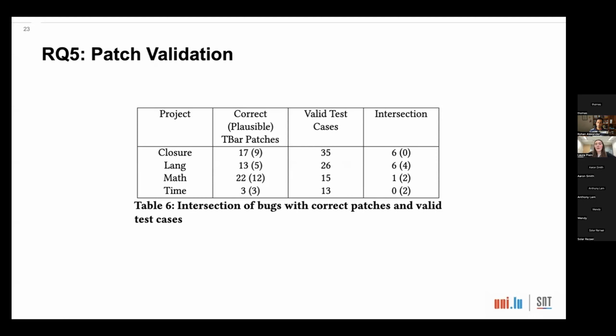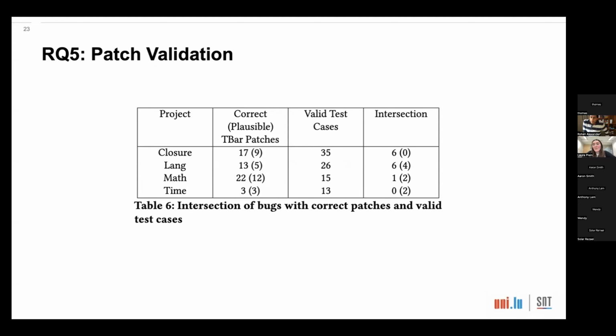Here we were already happy to see that for some of the projects, we were able to actually validate the patches. From this intersection, for the Lang project, we were able to correctly validate 2 correct patches, and we were able to validate 2 of their plausible patches.